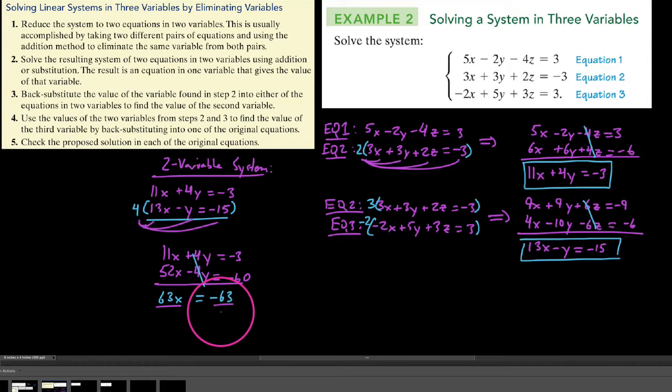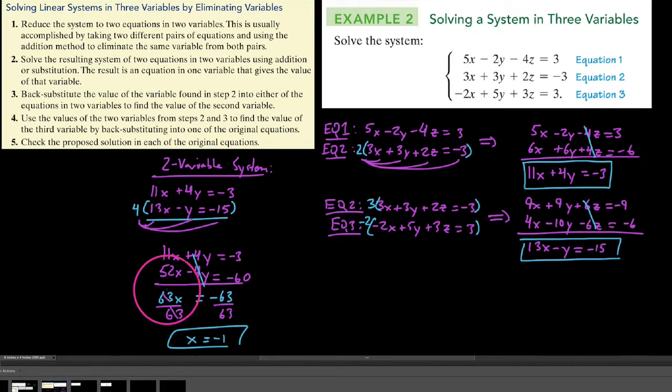So not that this always happens, but this is kind of cool. We get a value of negative 1 for our x. And so a nice pretty value there. And what I want you to notice is basically once we have the value of that variable, step 3 is going to indicate that we'll just take this and plug it back into any of the equations that we used here in our two variable system.